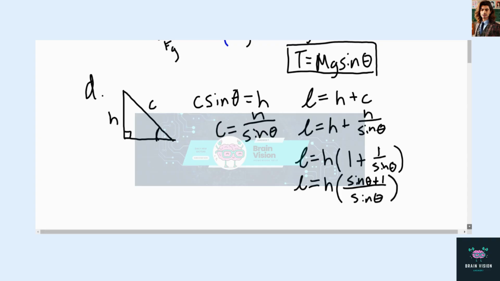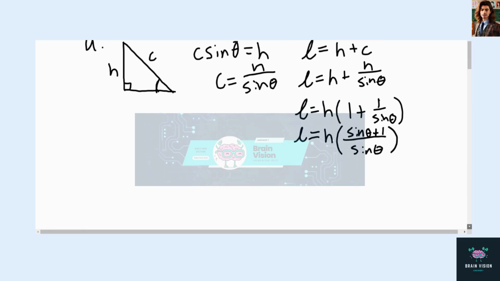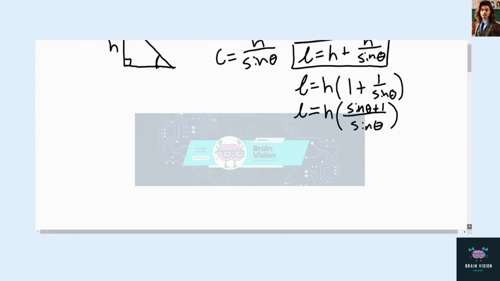And so this is a little bit less intuitive than what we had before, but it will make the next parts of the problem much easier. So this is what I wrote down as my final answer for part D, but we'll use this last bit, the h times sine theta plus 1 over sine theta, in the next parts of the problem. So now we move on to part E.